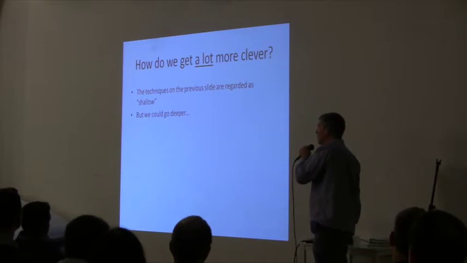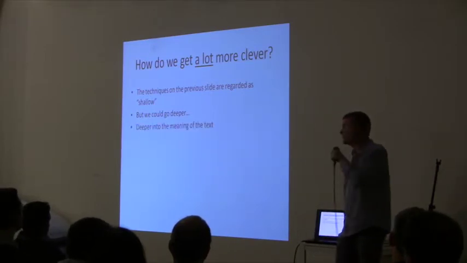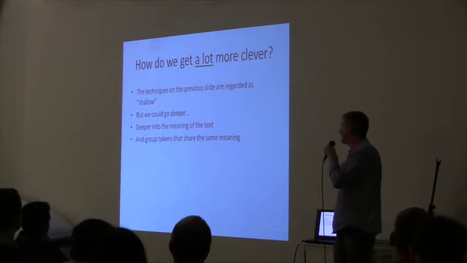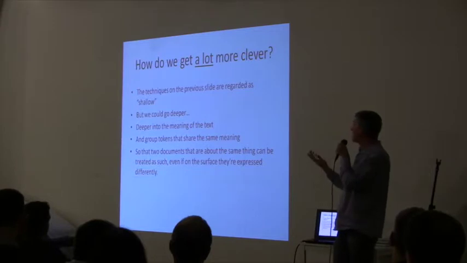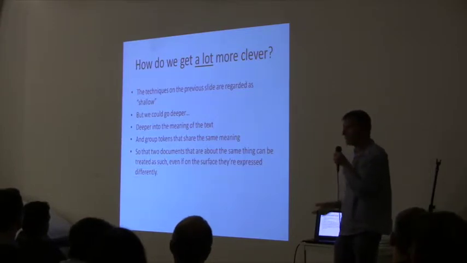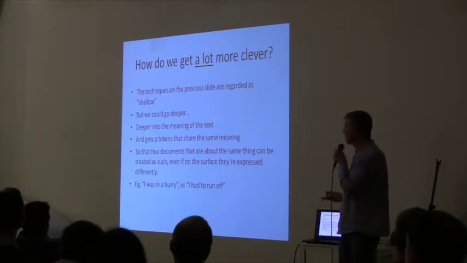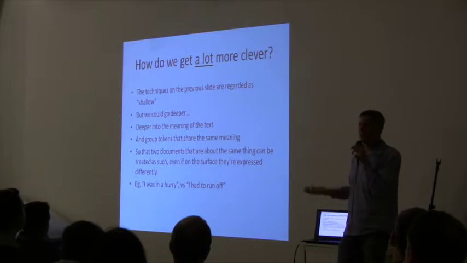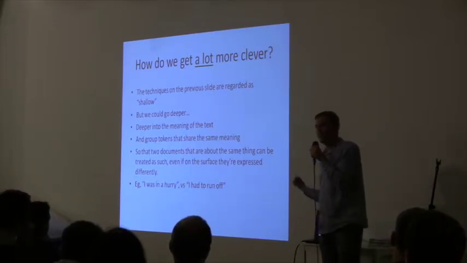But we can go deeper. We can go deeper into the meaning of the text to try and extract the meaning, and then group tokens that share the same meaning, so that if we have 2 documents that are about the same thing, they can be treated as such even if on the surface they are expressed differently. An example here is, I was in a hurry, I had to run off. On the surface they're completely different, but we know that they share a meaning. Very, very hard to do.